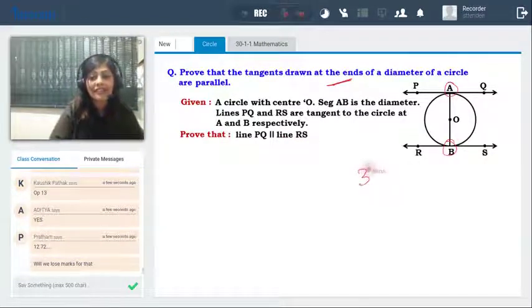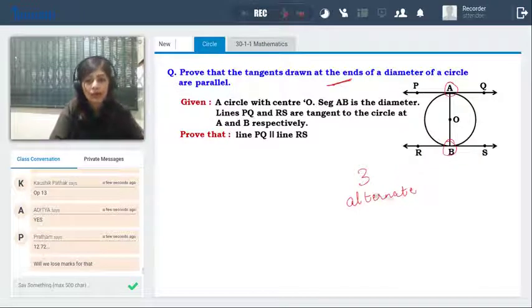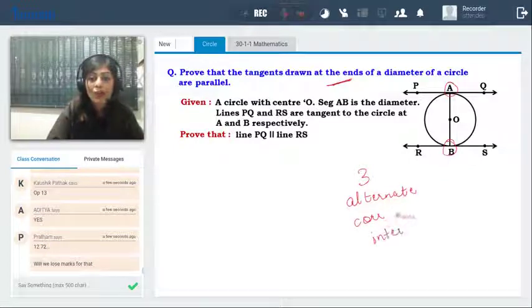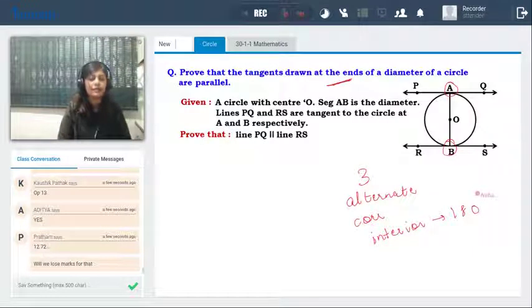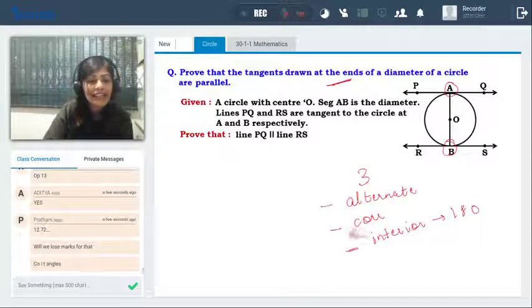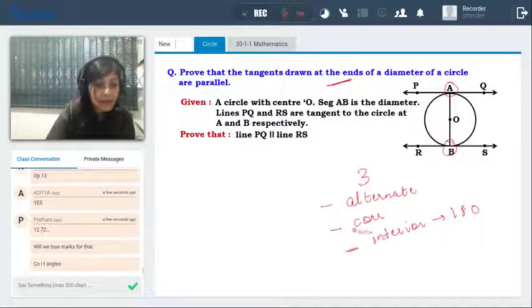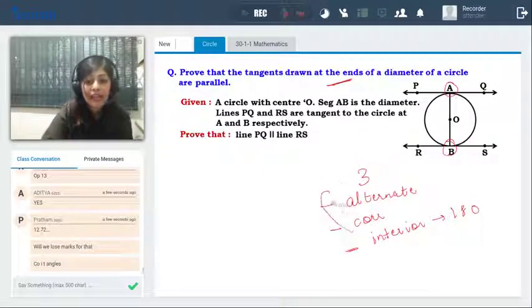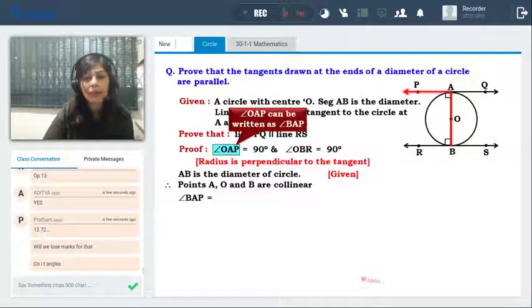We have three things that we can prove. Either alternate angles. Yes, we can get a pair of alternate angles which are congruent. We can get a pair of corresponding angles which are congruent, or a pair of co-interior angles which are supplementary. Co-interior angles need to be supplementary. Now, keeping this in mind, if you get any of these three, then your work is done.